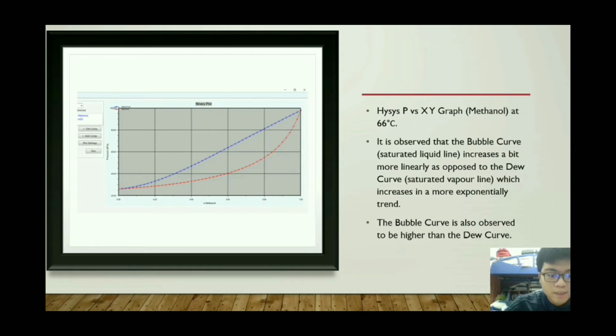For the HYSYS P versus XY graph, which holds the data for the methanol-water mixture at temperature 66 degrees Celsius, it is observed that the bubble curve increases a bit more linearly as opposed to the dew curve, which increases in a more exponential trend. The bubble curve is also observed to be higher than the dew curve. This is because the bubble point of the methanol water mixture is higher than its dew point.